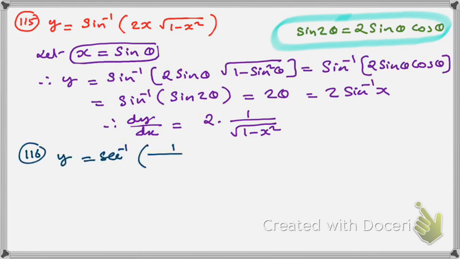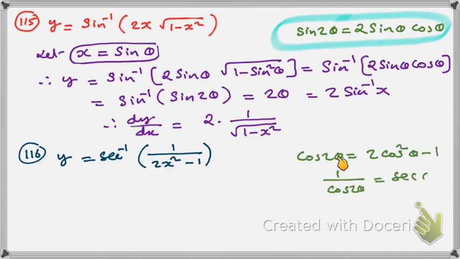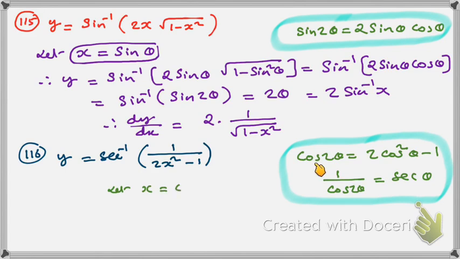You have a question for homework. Y is equal to sec inverse of 1 by 2x square minus 1. So the formula which we would use is cos 2 theta. Cos 2 theta is 2 cos square theta minus 1. See, all this, if it has to strike you, you've got to be so very familiar with all the trigonometric identities. So the moment you see an expression that way, it would strike you. So 2x square minus 1, 2 cos square theta minus 1 is cos 2 theta.